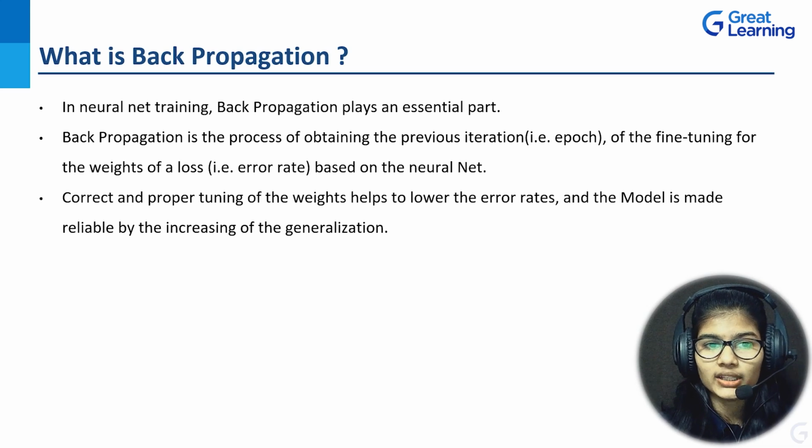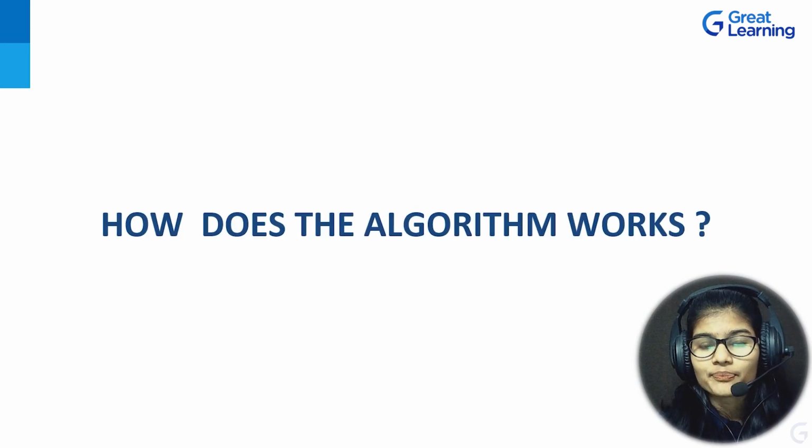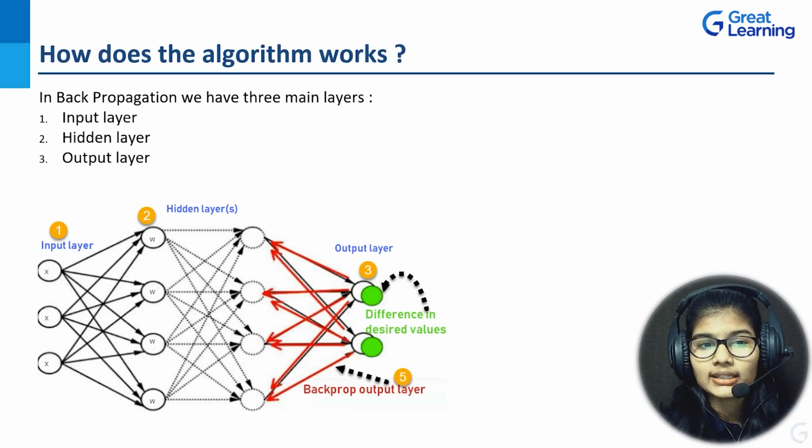So these were the things we saw under back propagation: the model is made reliable by increasing the generalization, and the proper tuning of the weights helps lower the error rates. Next, how does the algorithm actually work? In back propagation, we have 3 main layers: the first is the input layer, second is the hidden layer, and third is the output layer.